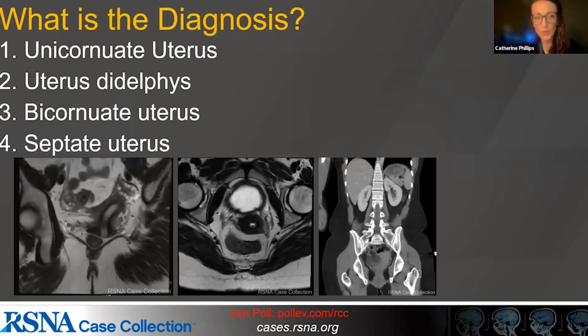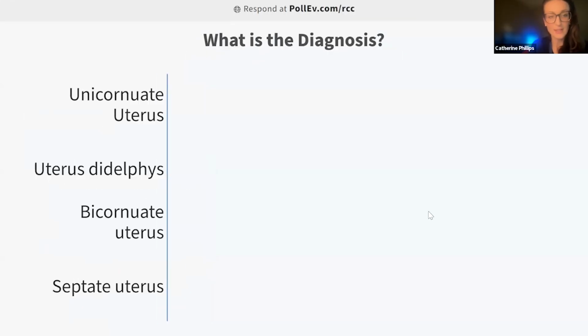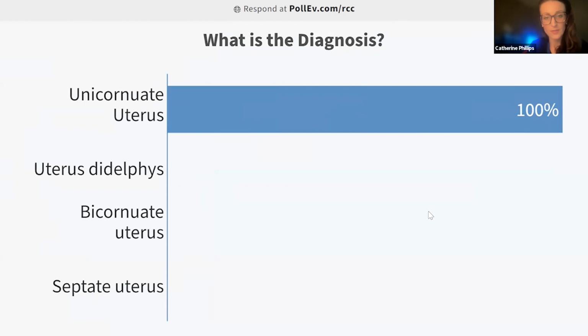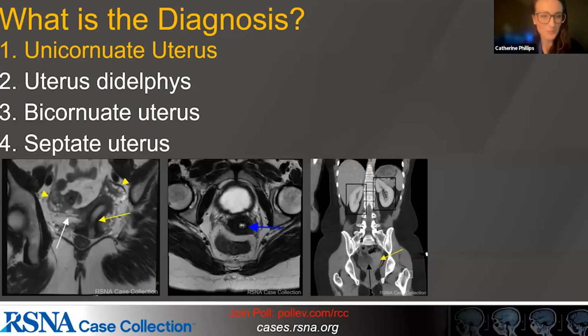All right, next slide. So what's the diagnosis? Is this a unicornuate uterus? Is this a uterus didelphys, a bicornuate uterus, or a septate uterus? All right, next slide. Oh, 100%. Very strong OB-GYN. Very good, guys. No takers for bicornuate uterus? All right, so next slide. Exactly right. This is a unicornuate uterus.